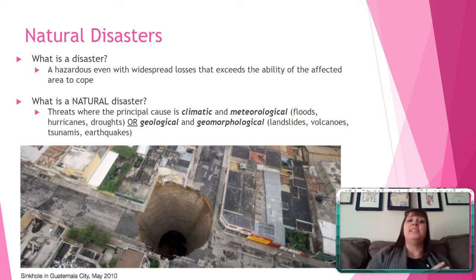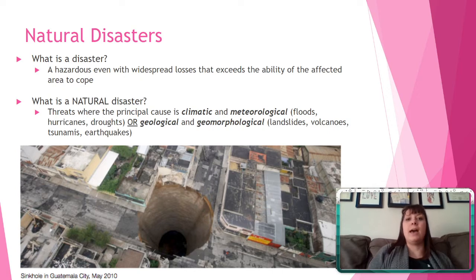A natural disaster is where the cause of that disaster is going to be with the climate, with the weather, or geological. So we're going to see like floods, hurricanes, droughts, landslides, volcanoes, tsunamis, earthquakes. This picture is a sinkhole that was in Guatemala City in May of 2010, and some of these larger sinkholes, right, you could say, I mean, that's a disaster, right?